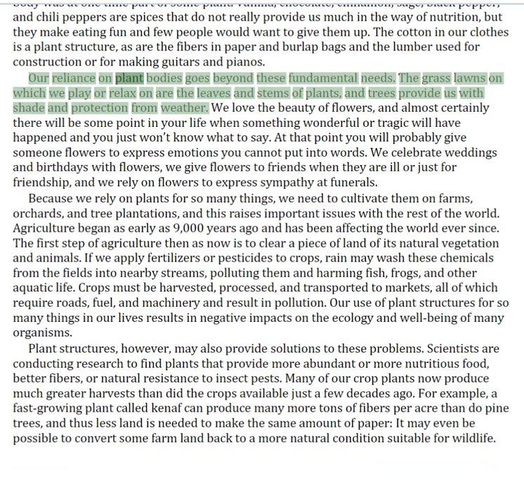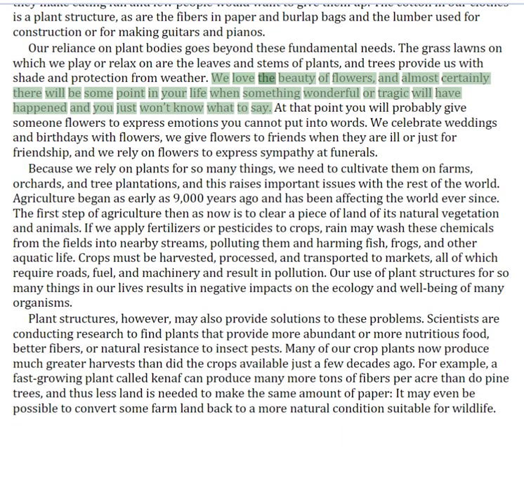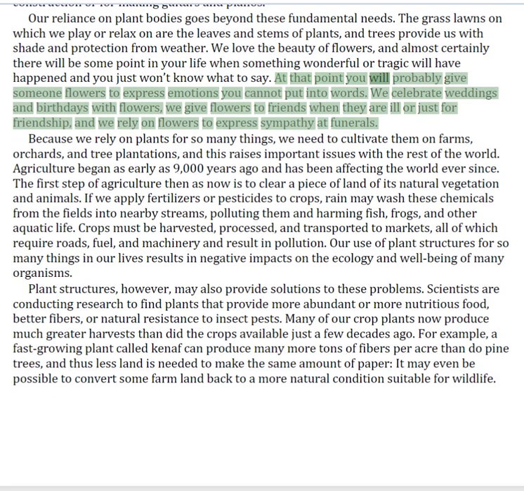Our reliance on plant bodies goes beyond these fundamental needs. The grass lawns on which we play or relax are the leaves and stems of plants, and trees provide us with shade and protection from weather. We love the beauty of flowers, and almost certainly there will be some point in your life when something wonderful or tragic will have happened and you just won't know what to say. At that point you will probably give someone flowers to express emotions you cannot put into words.